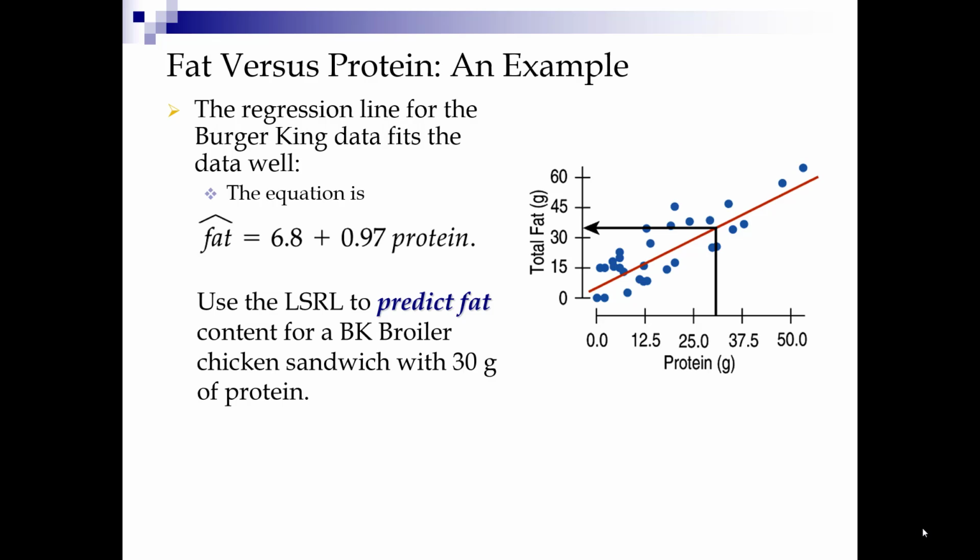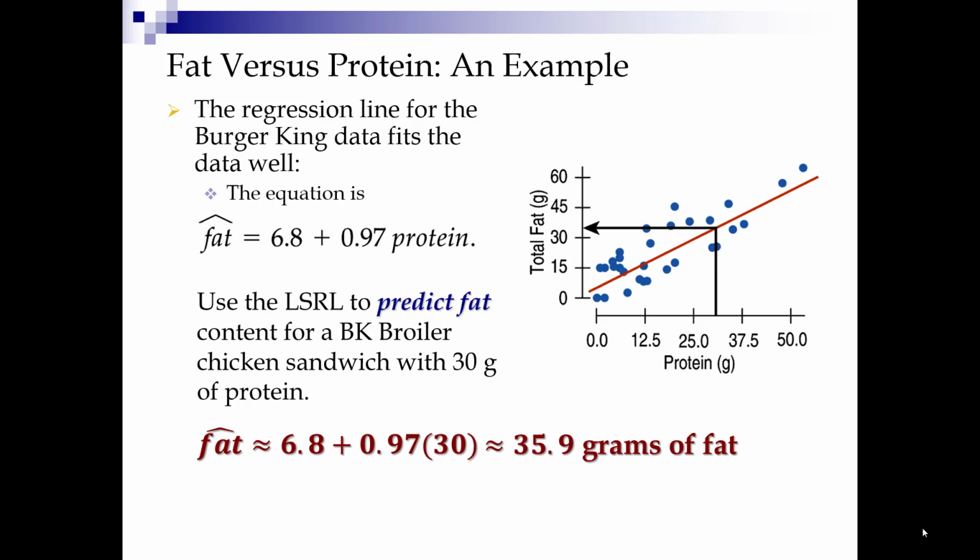Let's go ahead and use the LSRL to predict the amount of fat content there is in a BK broiler chicken sandwich with 30 grams of protein. If we substitute in 30 into our formula, we get that the predicted amount of fat on average for an item with 30 grams of protein should be approximately 35.9 grams of fat.